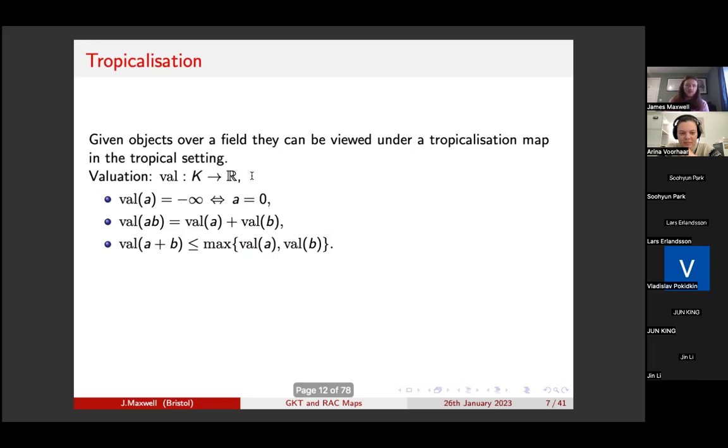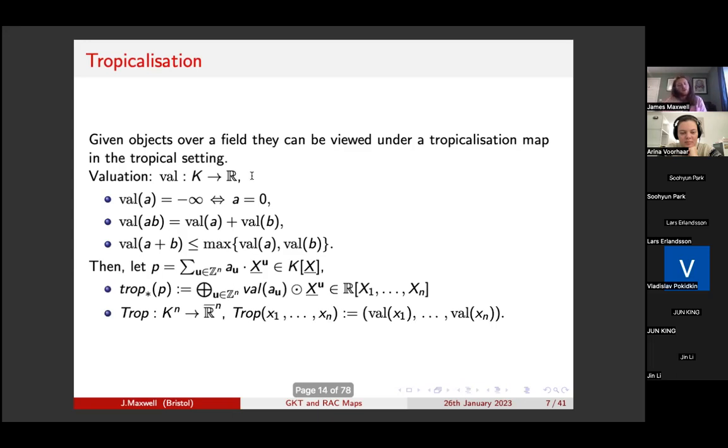So it takes the additive neutral element over the field to the additive neutral element over the tropical semi-ring. It turns multiplication over the field into addition over the tropicals, and it takes addition and turns it into this maximum operation. This is one of the building blocks we use to translate things from classical algebraic geometry to the tropical setting. And we can build on this and use it to look at polynomials instead of just elements of the field.